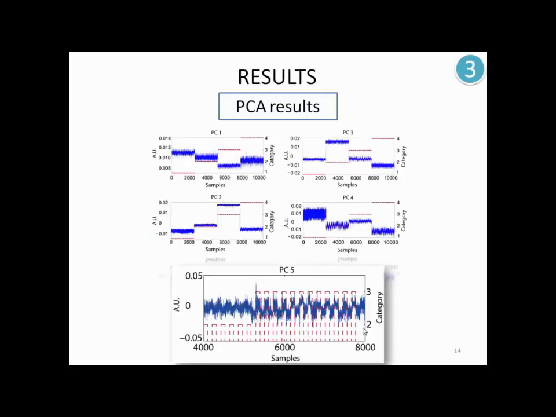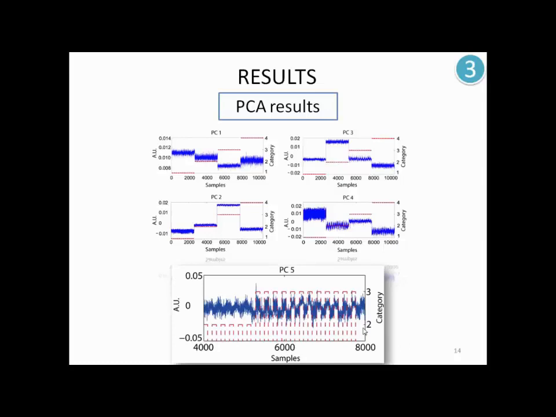And here we can see the results. The first 4 graphs are the first 4 principal components of the analysis, and we can clearly identify all the 4 zones where we apply the different strains. And in the fifth graph, we can see the situation where we apply the strain, or when we don't apply any strain to the fiber.